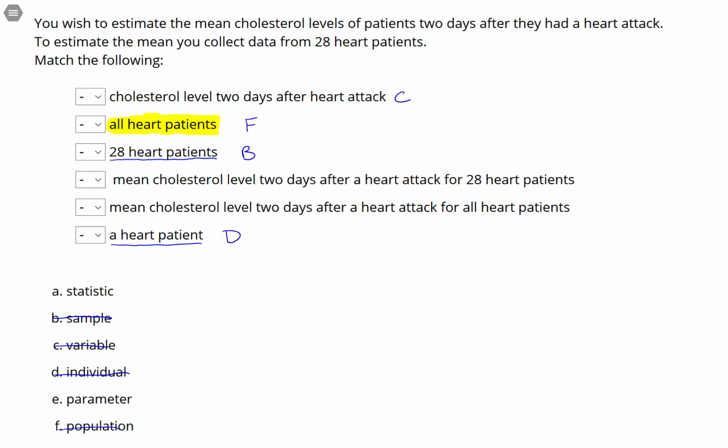which leaves us with the mean cholesterol level 2 days after a heart attack for 28 heart patients, and the mean cholesterol level 2 days after a heart attack for all heart patients. Now notice this language again. We have something for 28 heart patients, something else for all heart patients. So remember, this is our sample over here, and this is our population.